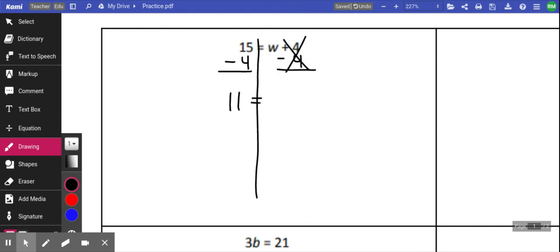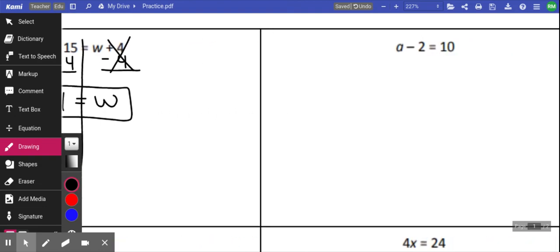And then the 4's cancel out here. So we're left with 11 equals W, or W equals 11. And we can test that out. We plug it back in, 11 plus 4, that's 15. So there's our steps. Okay, so even if you could do it in your head, I'd like to see at least that. Let's go over to the second one.